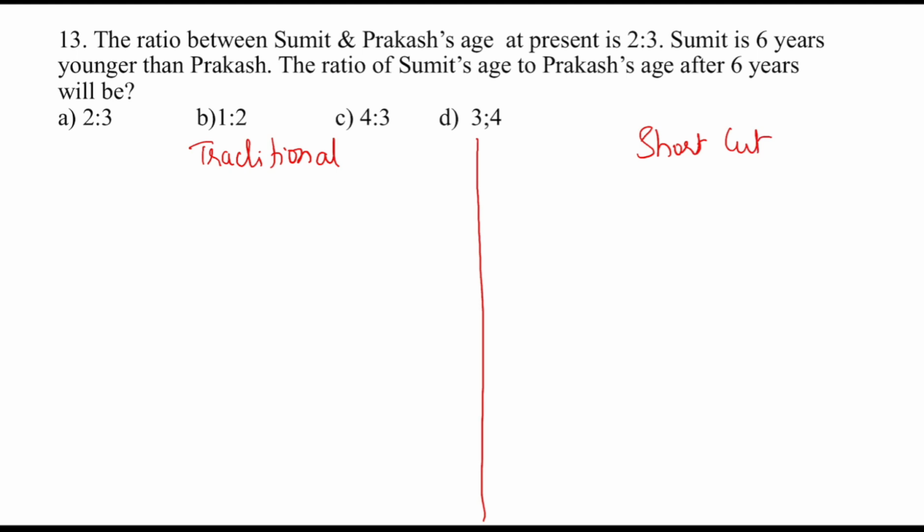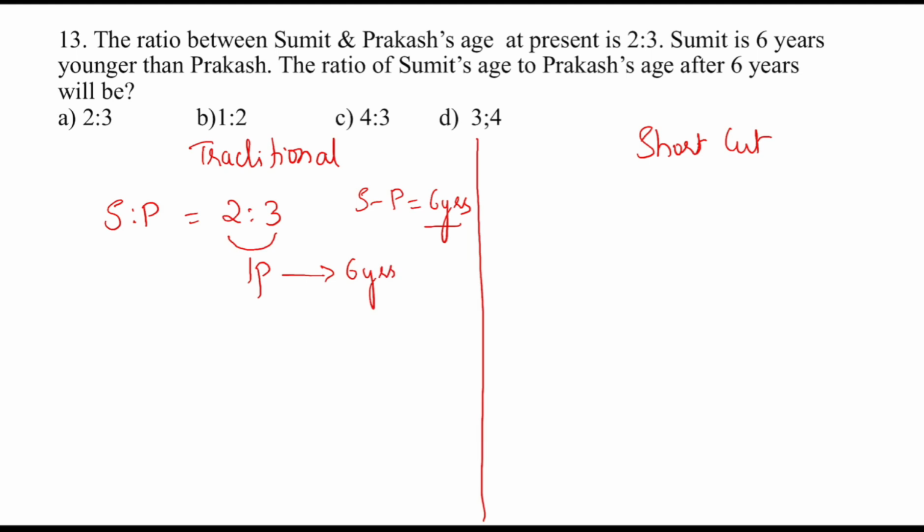See, the ratio between Sumit and Prakash's ages is 2:3. Okay, Sumit is to Prakash is how much? 2:3. Sumit is 6 years younger than Prakash. Okay, that means the age difference between Sumit and Prakash is how much? 6 years, isn't it? Now the difference in ratio is how much? 1 part, and the difference in years is 6 years. So 1 part directly equates to 6 years.